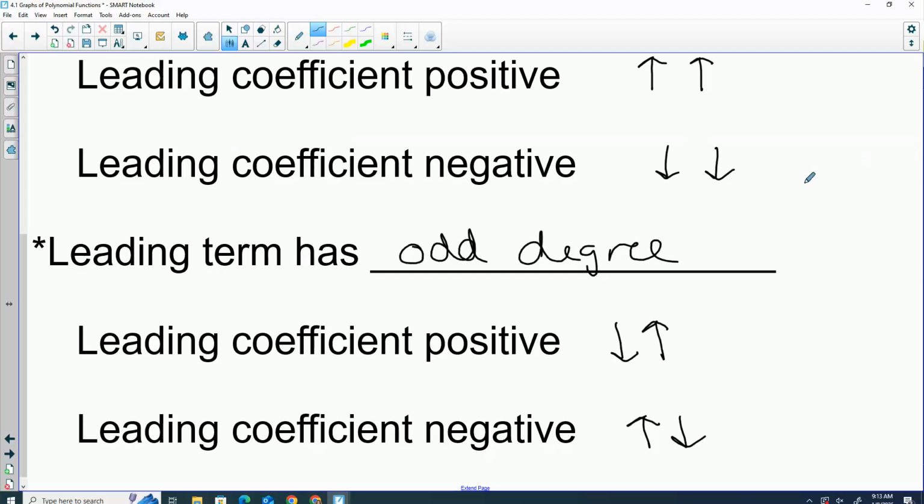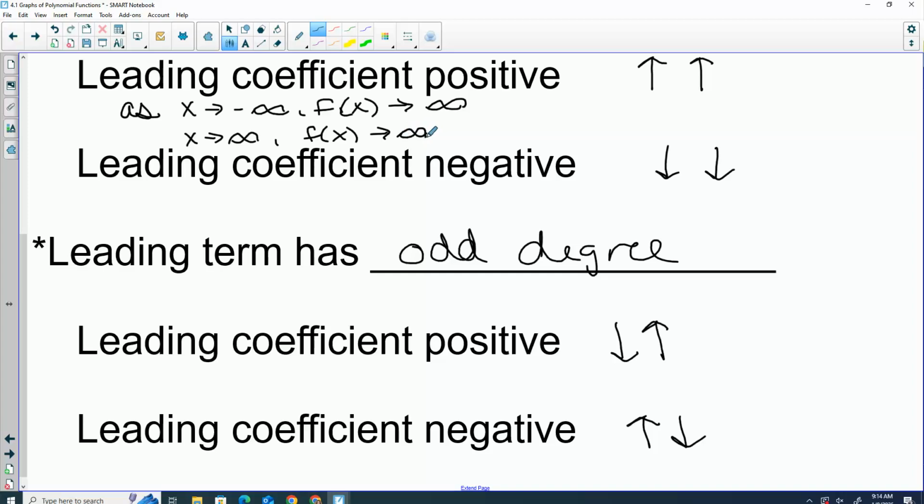There are other ways of saying this. If you were to look in a textbook, they're probably not just going to draw arrows. They're going to say something like: as x approaches negative infinity, f of x approaches positive infinity. As x is going in the negative direction, the graph is going up. And as x is going in the positive direction, the graph is going up.